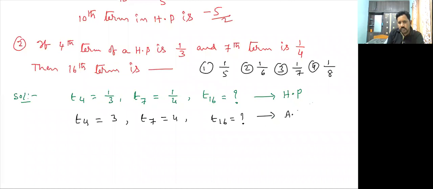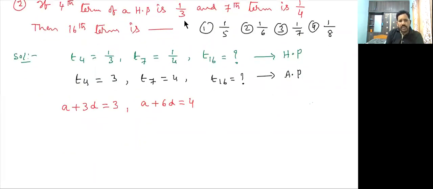Students, have you understood? Right. Now for T4, what is the formula in an AP series? A plus 4 minus 1 into D, that is 3D. A plus 3D is equal to 3. A plus 7 minus 1, 6D is equal to 4. By using these two, we need to find the A value and D value.